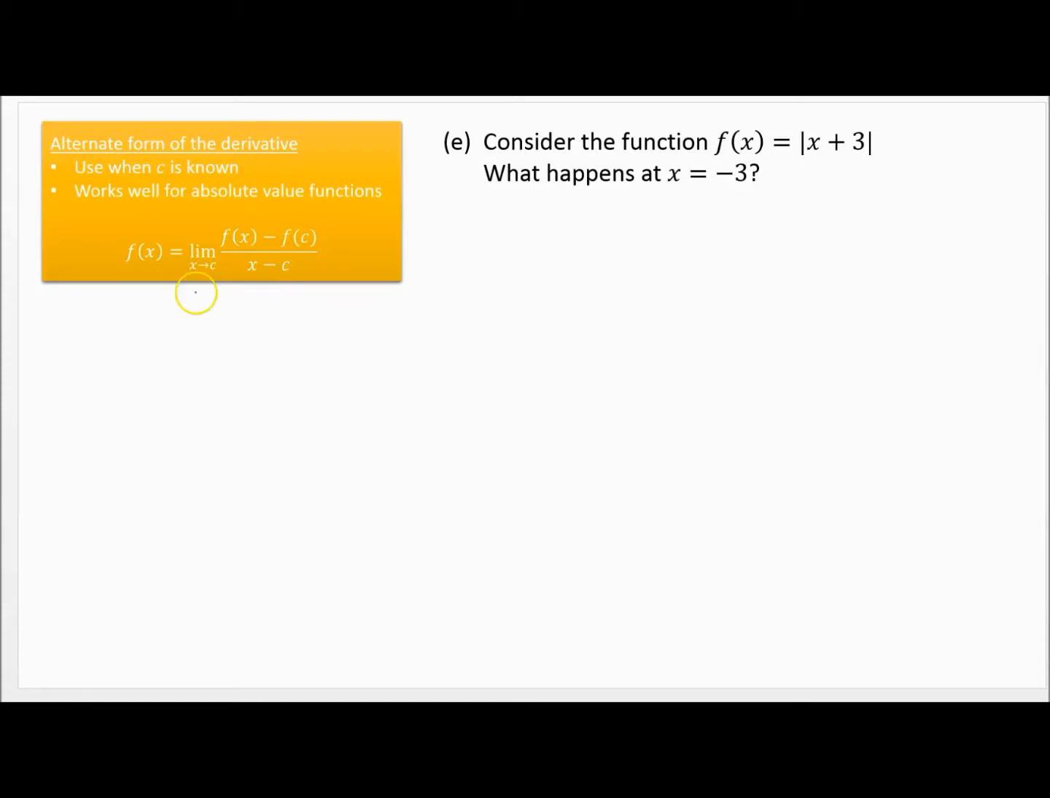Now think about what's happening. It says as x approaches c. So as this x value gets closer and closer to the known c value, and that's basically what we did when we found the slope of those secant lines, trying to find the tangent line, we got closer and closer to x. That's what's happening. Now, this definition works really well when you have absolute value functions. So I have an example here of an absolute value function for you. Let's see if we can find this limit using the alternate form.